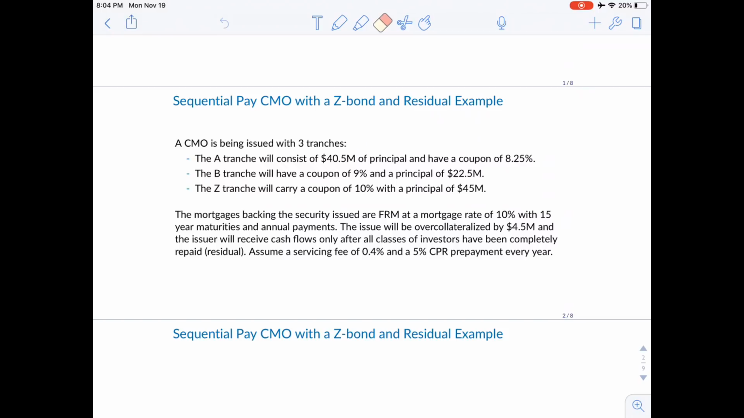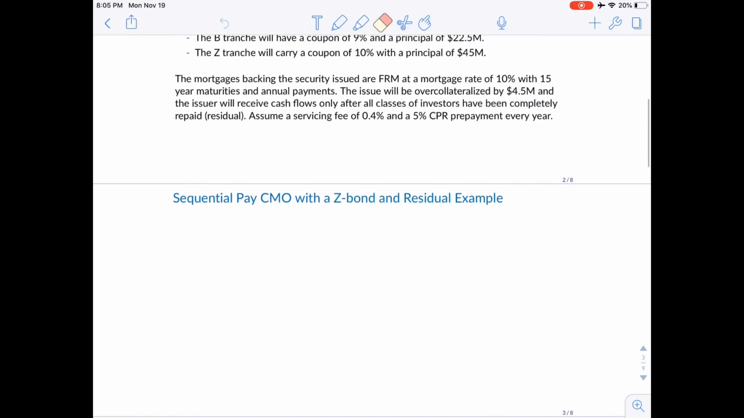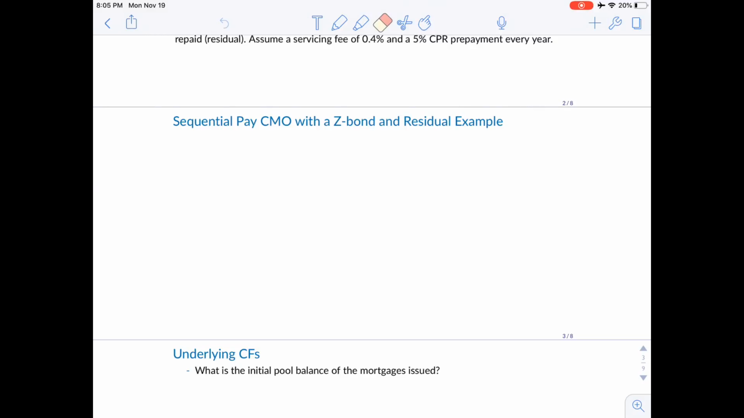and annual payments. The issue will be over collateralized by $4.5 million, and the issuer will receive cash flows only after all classes of investors have been completely repaid, which makes it a residual tranche. Assuming that there is a servicing fee of 0.4% and a 5% CPR prepayment every year, let's answer the following questions. But before we do that, I want to remind you guys how the payment gets disbursed and what happens in this type of problem.